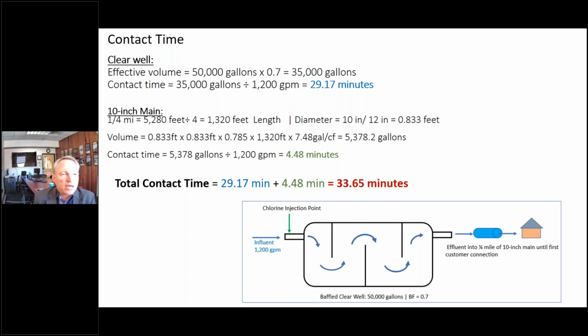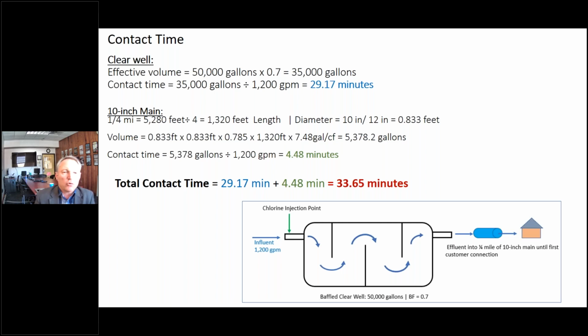Let me show you how we are calculating that 10-inch main. We have a 1/4 mile of main, so we took 5,280 feet and divided it by 4 to get the length of that main, so 1,320 feet in length. And then we converted that diameter to feet. We took 10 inches divided by 12 inches. So instead of putting 10 inches in the equation, we're going to put 0.833 feet. So what we have in the equation is diameter squared times 0.785. We could also have used pi r squared, but we then multiply it by the length, and then we convert cubic feet to gallons by that factor 7.48 gallons per cubic foot. So we get that water main is 5,378.2 gallons. We divide that also by the 1,200 gallons per minute of flow, and that adds an additional 4.48 minutes.